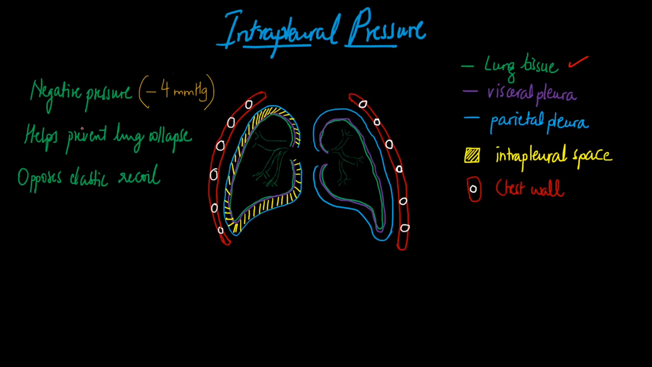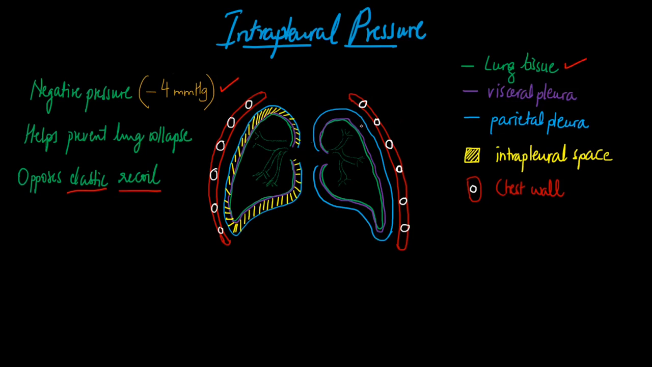So in the pleural cavity, the space between two layers of the pleura, we have a negative pressure that's -4 millimeters of mercury, and the main purpose of this is to prevent collapse of the lung. It does this by opposing the elastic recoil tendency of the lungs. And you might wonder, how is this negative pressure generated? Well, the intrapleural space has a thin layer of fluid. The surface tension of this fluid helps maintain the negative pressure.